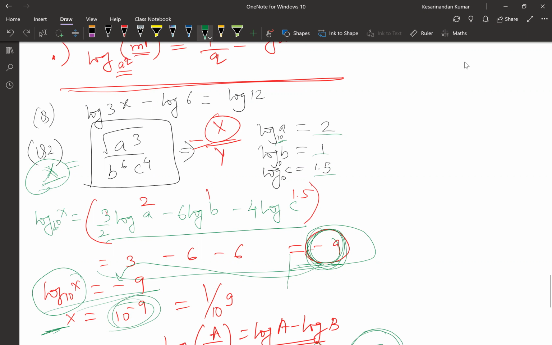Is this part clear to everyone? Anybody has any doubt with this part?